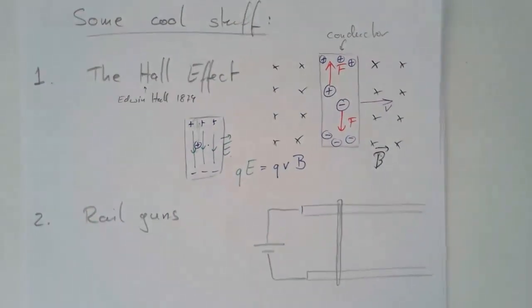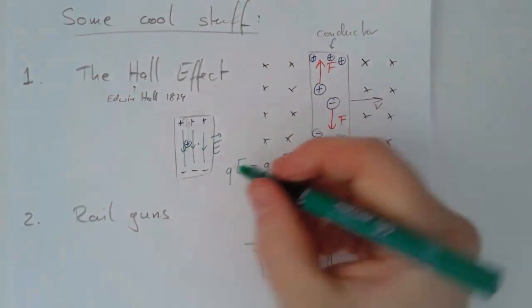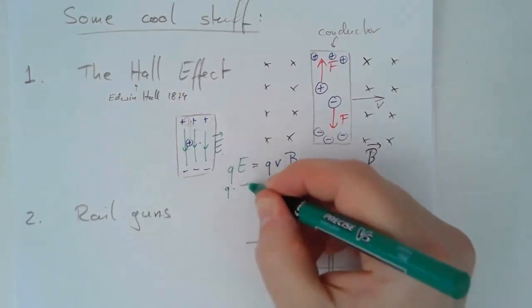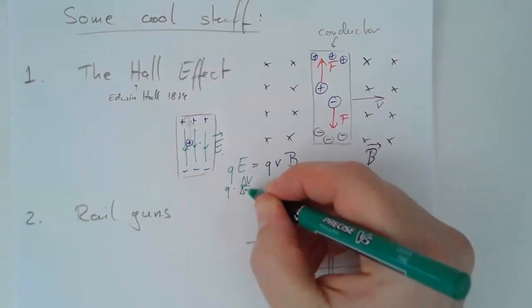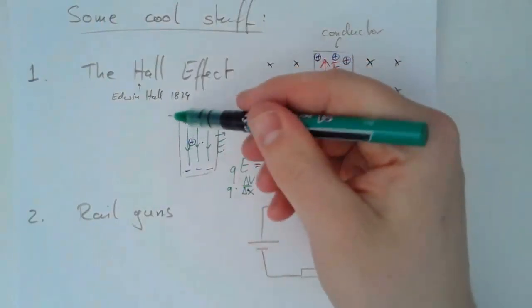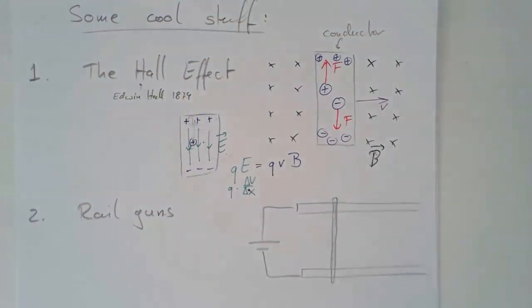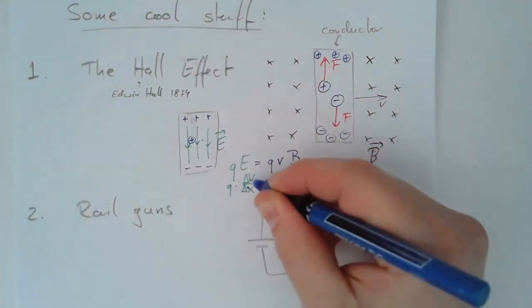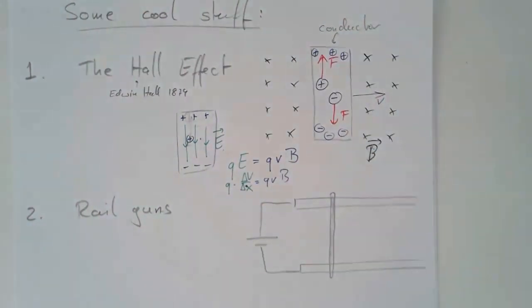Now, if you remember that the electric field is about constant in here, you can rewrite this as Q times delta V over delta x, where delta x is in this case measured vertically. That's equal to QvB. Notice that this is meant to be a big V, the potential, while this one is the velocity.